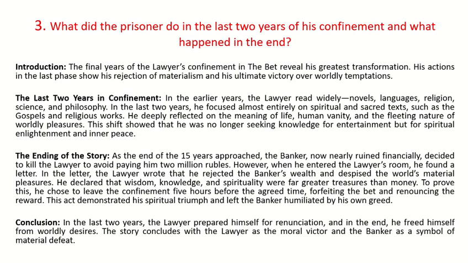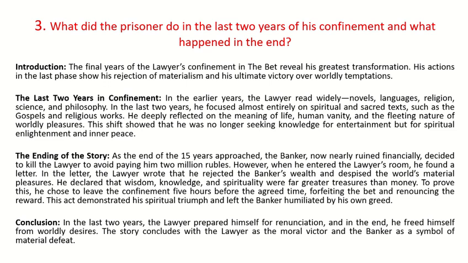Third question. What did the prisoner do in the last 2 years of his confinement and what happened in the end? Introduction. The final years of the liar's confinement in the bet reveal his greatest transformation. His actions in the last phase show his rejection of materialism and his ultimate victory over worldly temptations.